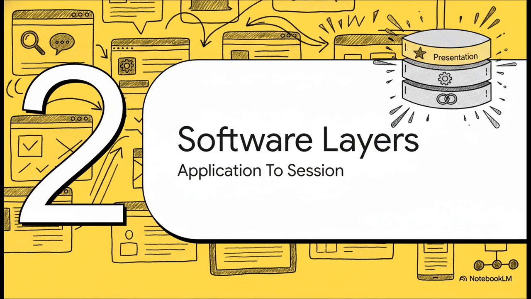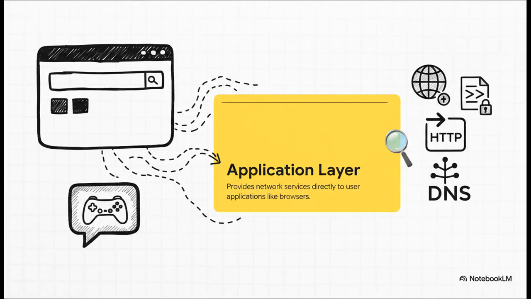Section 2, Software, from application to session. At layer 7, we have the application layer. Now, the really common misconception here is that this layer is the application itself, like your Google Chrome browser or your Discord app. Actually, scratch that, it's not. Rather, it provides the network protocols that those applications use behind the scenes. When you type in a web address, layer 7 protocols like HTTP, HTTPS, or DNS are what actually format your request to go out into the network.